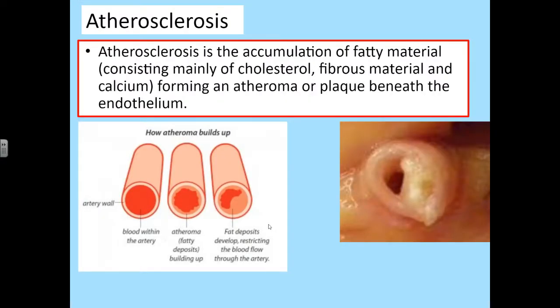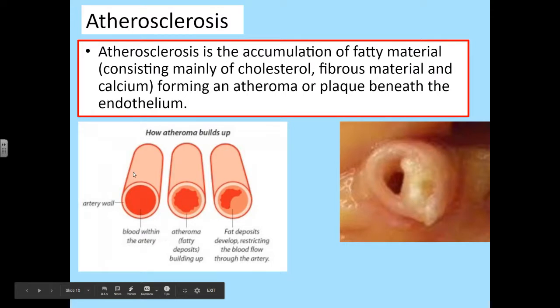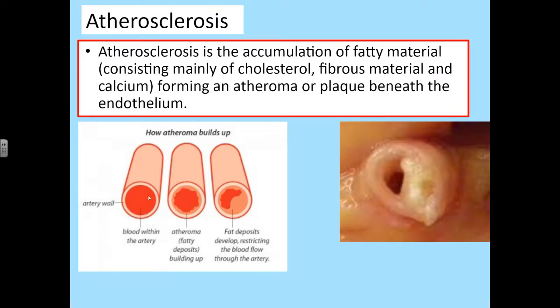So atherosclerosis is an accumulation of fatty materials, mostly consisting of cholesterol, fibrous materials, and calcium, which form what is called an atheroma, or plaque, beneath the endothelium. If we think about an artery, for example, we have the hole in the middle, which is the lumen, where the blood is. We then have the endothelial layer. After the endothelial layer, we have the connective tissue and the muscles. But between the endothelium and the connective tissue, we as humans can store cholesterol and some fibrous materials and things underneath the endothelial lining.